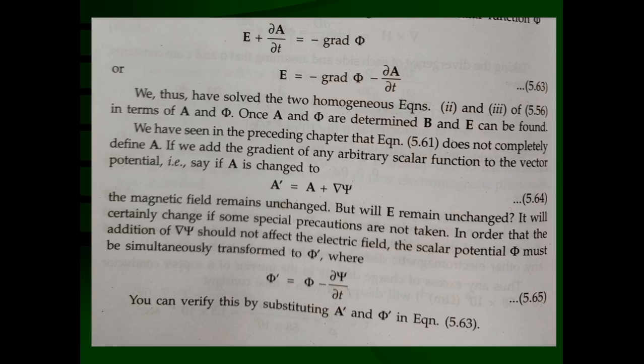We have seen in the preceding chapter that equation 5.61 does not completely define a vector potential A. If we add the gradient of any arbitrary scalar function to the vector potential, say A is transformed to A dash is equal to vector A plus del psi.